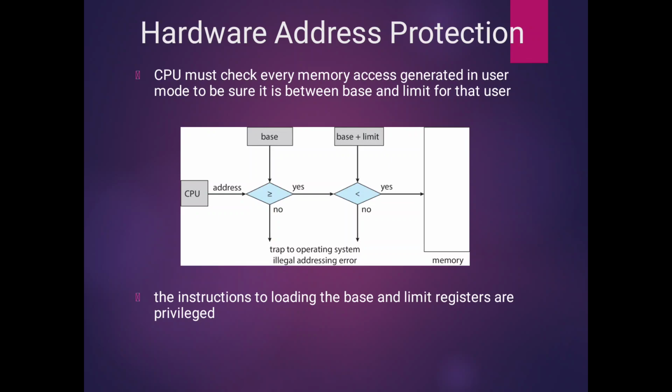The CPU generated address is compared with the base address. If that condition isn't satisfied, it then checks another condition with the limit address. Afterwards the data is stored into the memory. The instructions for loading the base and limit registers are privileged.